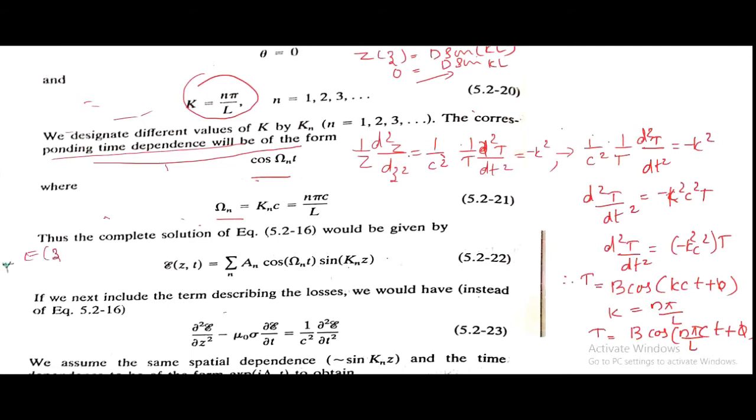We have already written that E(z,t) = Z(z) T(t). This equation becomes D sin(kz + θ) · B cos(nπc/L · t + φ).